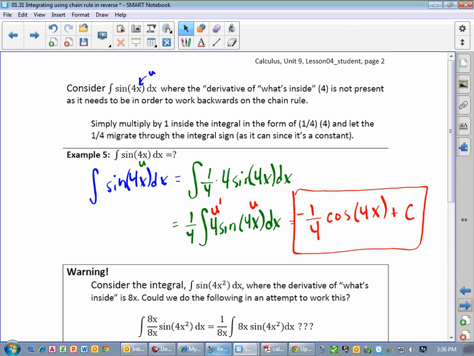Now again, convincing yourself that this works is really, really important. You really have to convince yourself that it will always work. Think about it this way. The derivative of cosine would give us negative sine, which is why this negative cancels out. The derivative of the 4x, that would give us that extra 4. 4 times 1/4 is 1. So that's why we don't have any kind of coefficient. Okay.